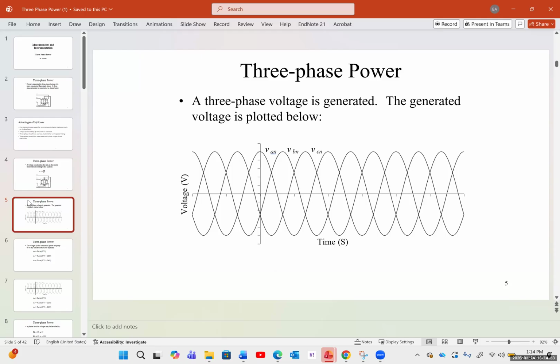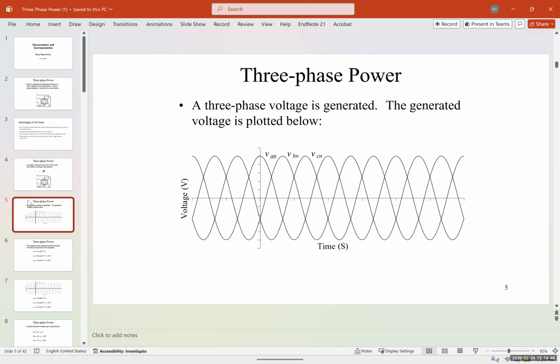Now, 3-phase, in the 3-phase system, we have 3 single-phase signals. They share the same voltage, or in other words, the same magnitude of voltage. They share the same frequency.